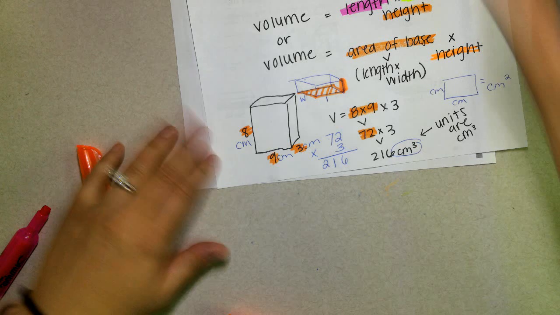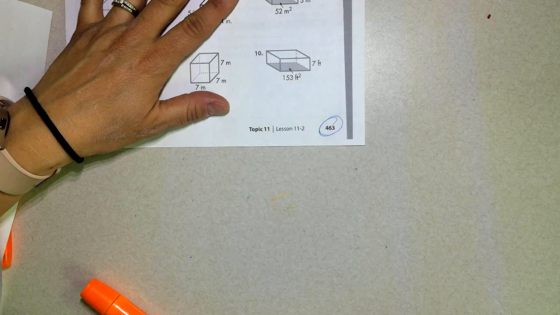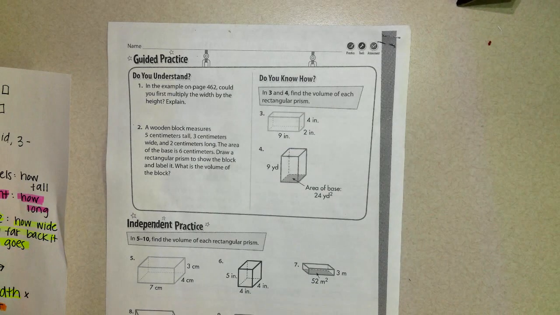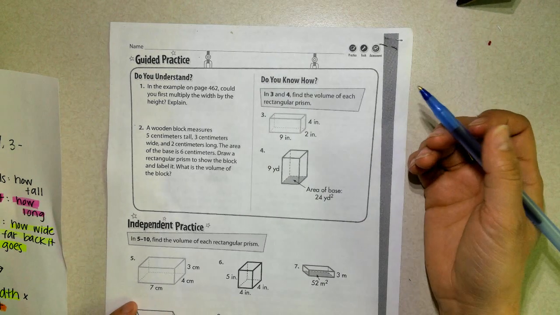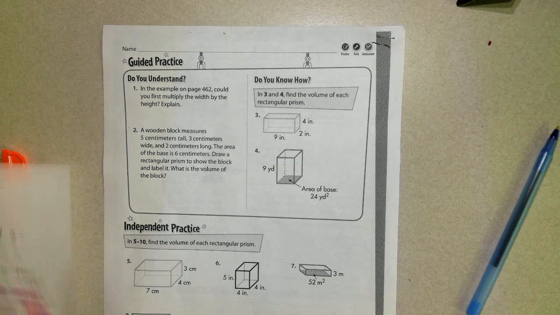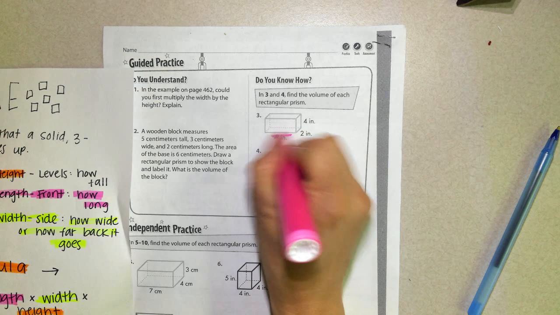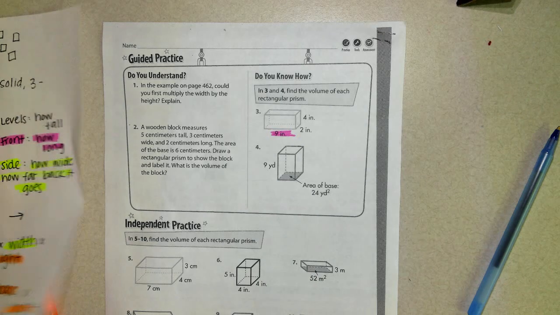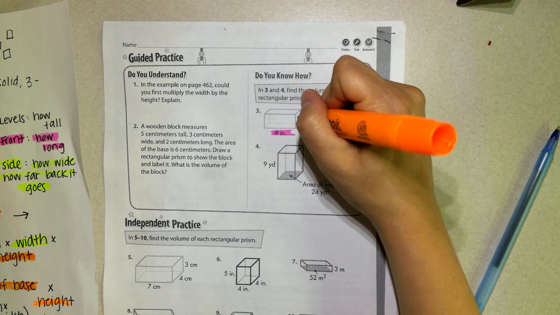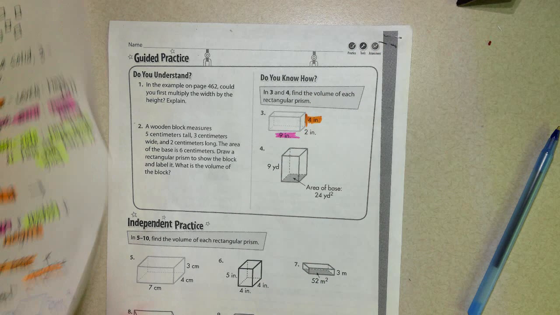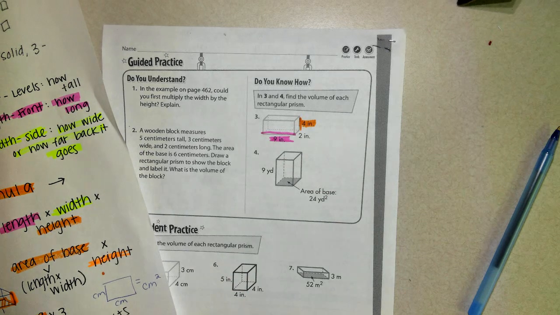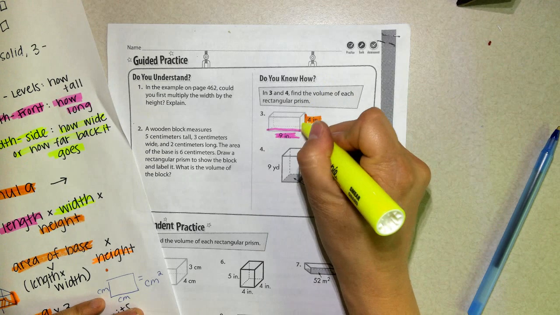Okay, so let's go ahead and, if you could, turn to page 463 in your workbook if you haven't already. And let's go ahead and look at the Do You Know How. So it's pretty straightforward. We're just going to take all these numbers and multiply them together. Now, just so we're clear, this is my length. This is my height. Here, that 4 inches is my height. This is my length of 9 inches. And then my width is how wide or far back it goes at 2 inches.